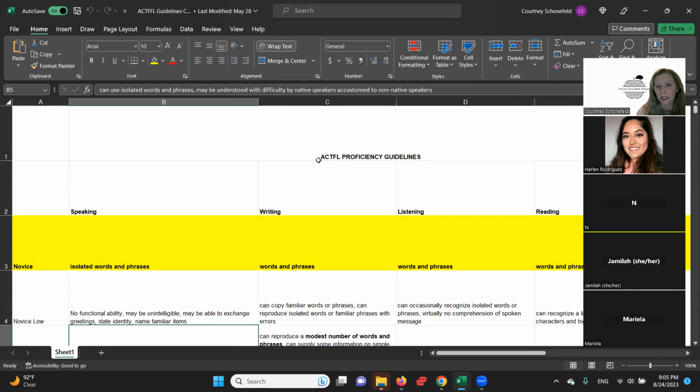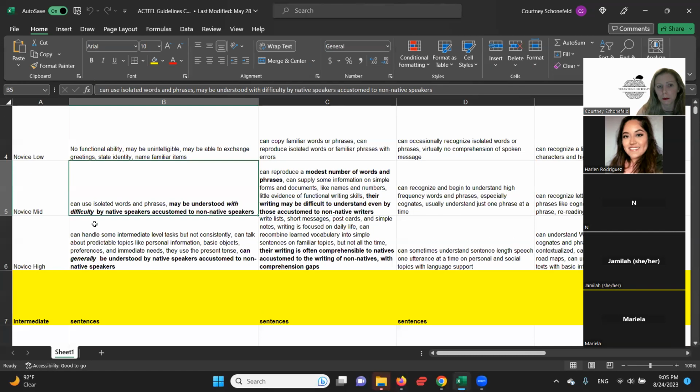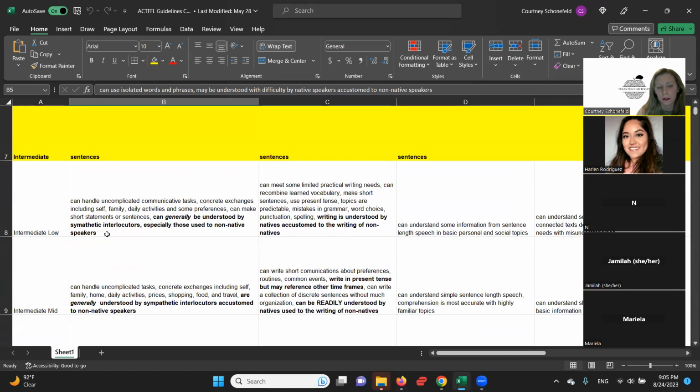But we're in the ACTFL Proficiency Guidelines, which are in the pedagogy section of the test. You have to know it for the multiple choice questions. You also have to know it for the lesson plan, right? So we did novice already for speaking. Now we're on intermediate mid. They're getting broader in what they can do. They can talk about prices, shopping, food, and travel. And they're generally understood by sympathetic native speakers that are used to non-native speakers, language learners.